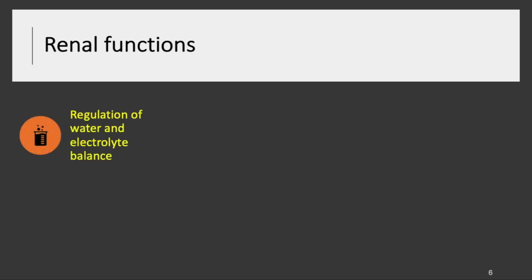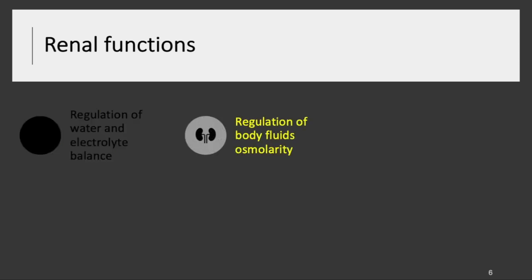Renal performs various functions. One of the functions is to regulate water and electrolyte balance. This is done by filtering electrolytes and water from blood, returning some to the blood, and excreting any excess into the urine. Another function of renal is to regulate body fluids osmolarity. This is done by controlling the amount of water excreted in the urine.